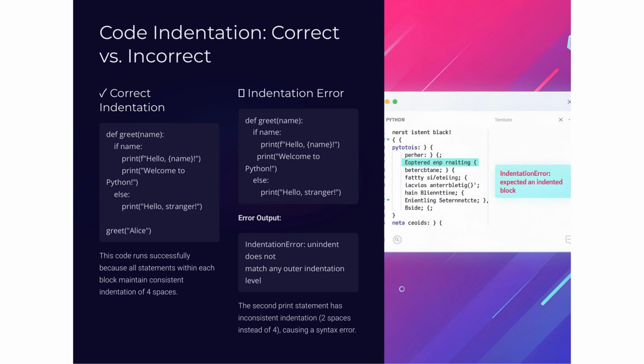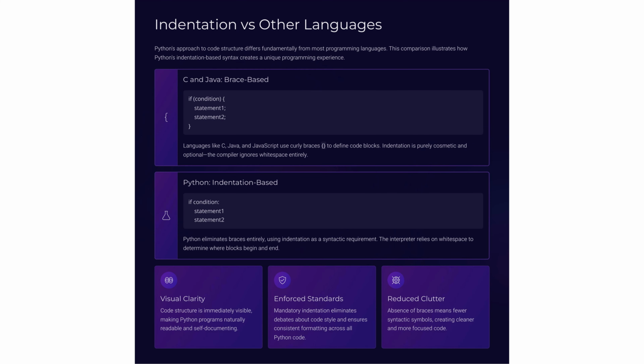Correct indentation in Python ensures code runs smoothly, as seen in the example where each block uses 4 spaces. An indentation error occurs when indentation is inconsistent, like using 2 spaces instead of 4, disrupting the code's logical flow and causing syntax errors. Python's indentation-based syntax contrasts with brace-based languages like C and Java, where braces define code blocks.